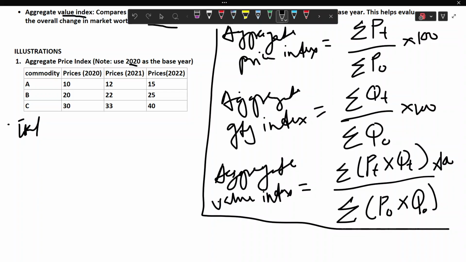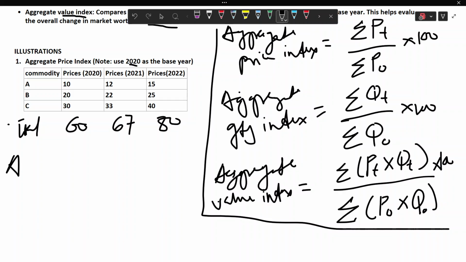So we have 10 plus 20 plus 30, giving us 60. So when you add all the prices in the base year, it's giving us 60. Then prices in year 2021, you have 12 plus 22 plus 33, giving us 67. Then for the last year, 2022, 15 plus 25 plus 40, giving us 80. Now we can go ahead to find the aggregate price index.